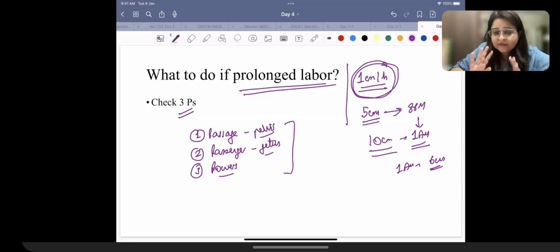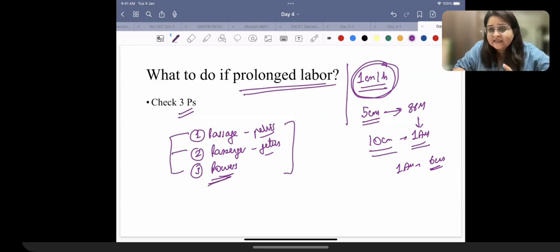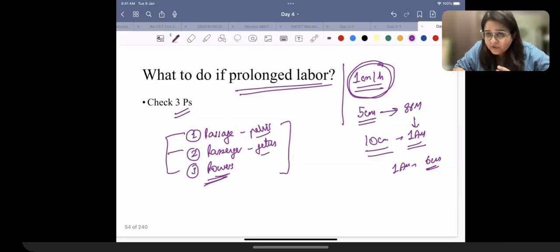Have you checked the pelvis? Is the pelvis fine? Passenger, is it occipital? What is the position of the fetus? How are the uterine contractions? So I will see where the problem is and try to correct a problem if possible.